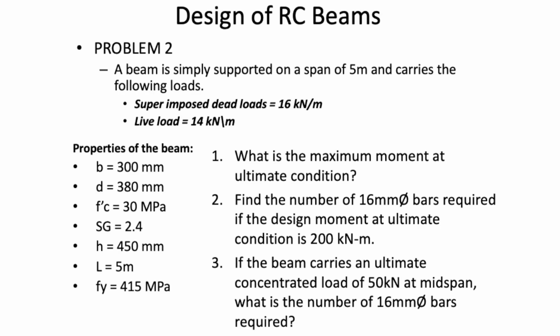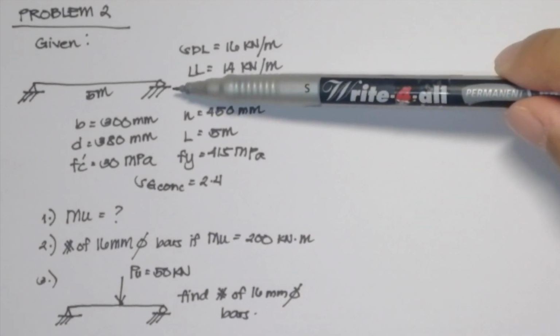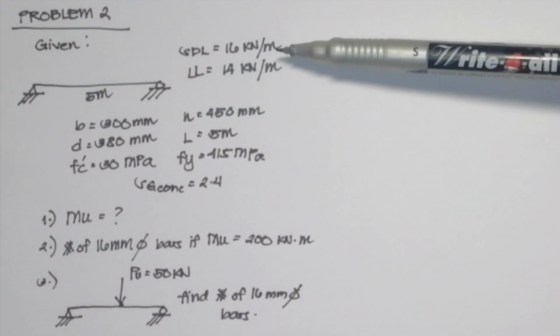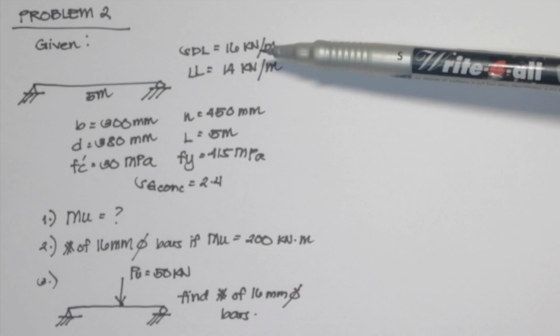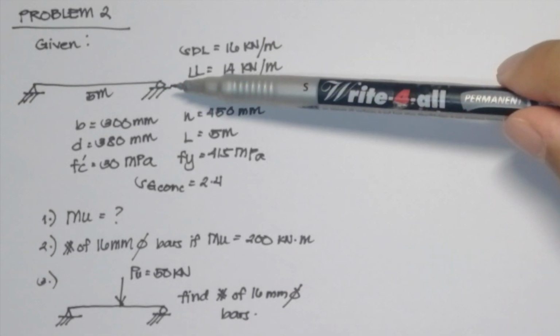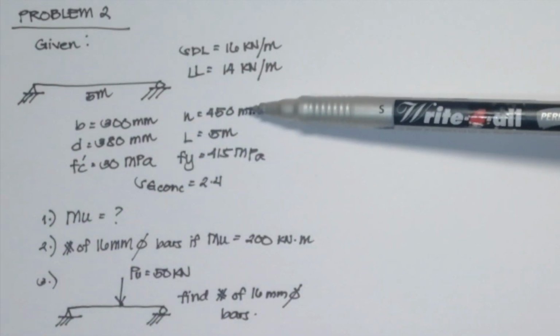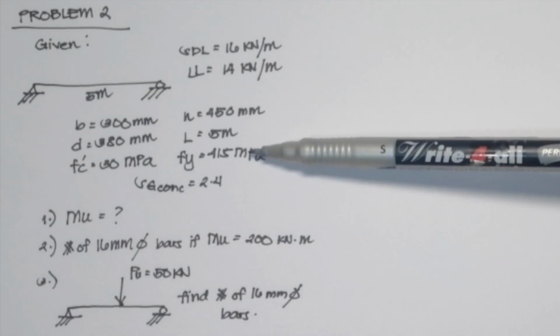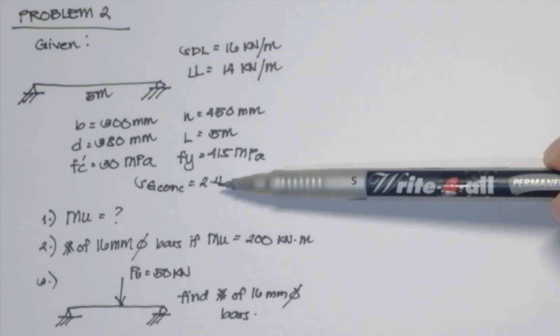Welcome back guys. So in this video we are going to solve our second problem involving design of singly reinforced beams. Stated in the problem, it has a 5-meter long span beam simply supported at both ends and has a service dead load of 16 kN per meter and a live load of 14 kN per meter. It is placed uniformly along the beam. The base is 300 millimeters. It has an effective depth of 380 millimeters, compressive strength of 30 megapascal. The height of the beam is 450 millimeters. The length, of course, 5 meters, and the yield strength of the steel is 415 megapascal. Our specific gravity of concrete is 2.4.